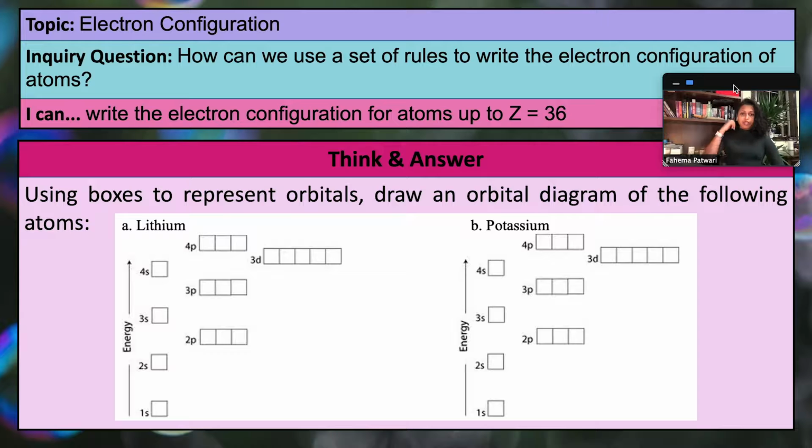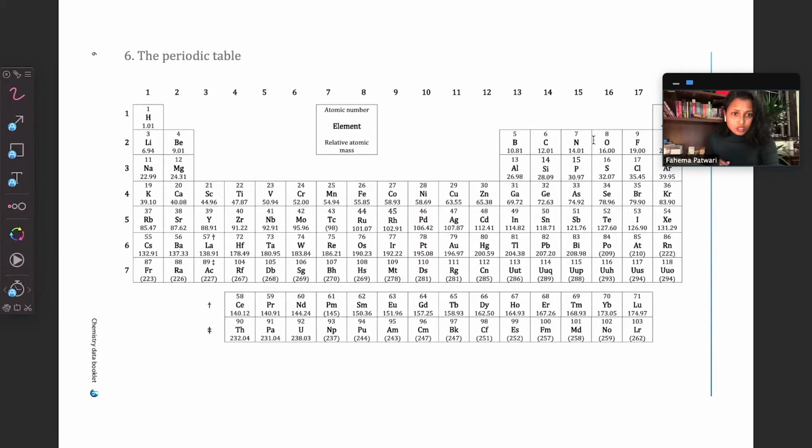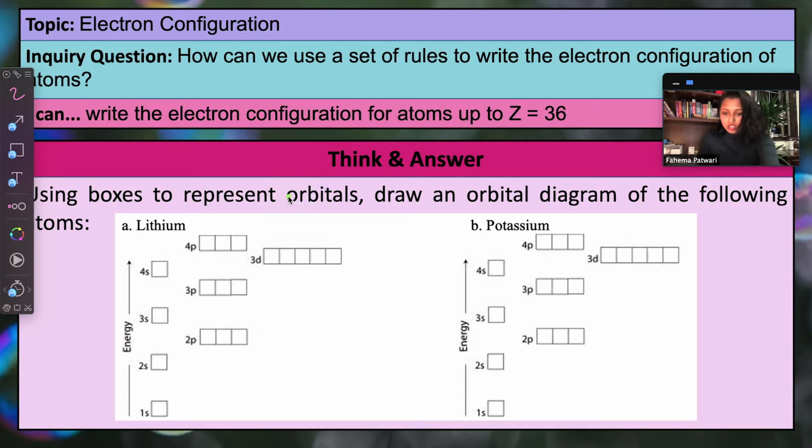So first, to refresh our memory with this think and answer, I'd like us to draw orbital diagrams for the following atoms. Again, first thing you do, find this element on the periodic table. So lithium. Let's find lithium. Looks like lithium is right over here, right? So atomic number 3. 3 protons, 3 electrons.